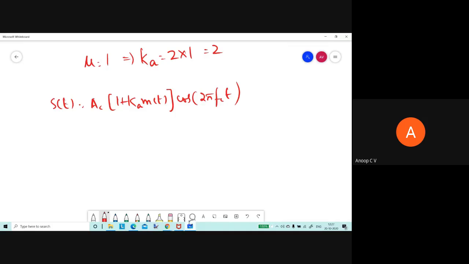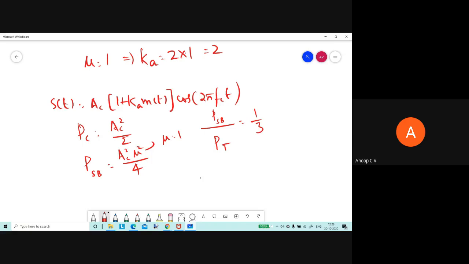If I just tell you, you will remember. Carrier power is equal to what? Ac square by 2, and P sideband is Ac square mu square by 4 total. We have solved many problems in this, right? So when mu is equal to 1, you should show that P sideband by P total is equal to 1 by 3. This is what we have to show. I think we have solved this problem, and that video again I made available, so I request you to watch that.